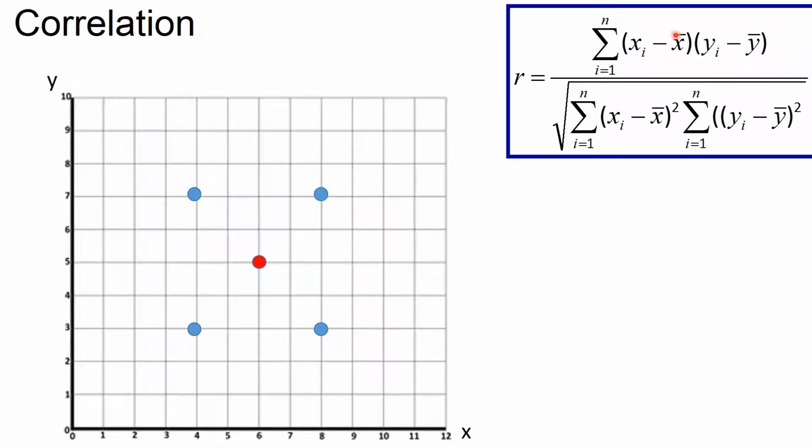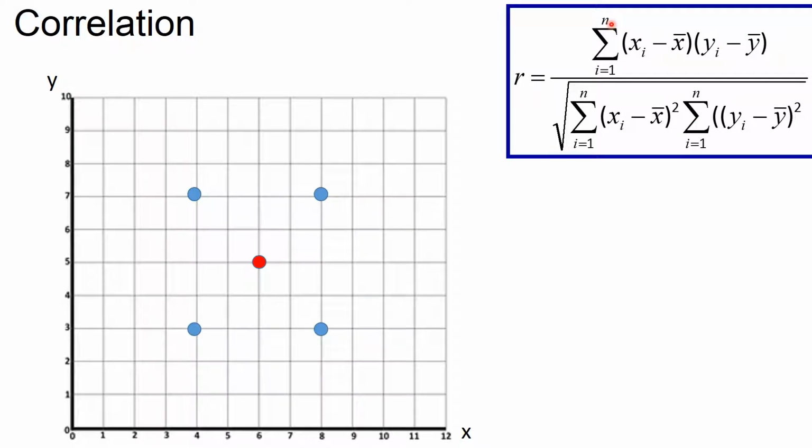And then this little bar above the x, that's the mean value of x, and likewise the mean value of y. So for example, if we take this data point here, we could take the value of x minus the mean value of x. The value of x is 8, minus 6 is 2. Up here for y, it's 7 minus 5. So we've got 2 times 2, which equals 4. So the value for that point will be 4. And we're just going to add them up for all of these points here.